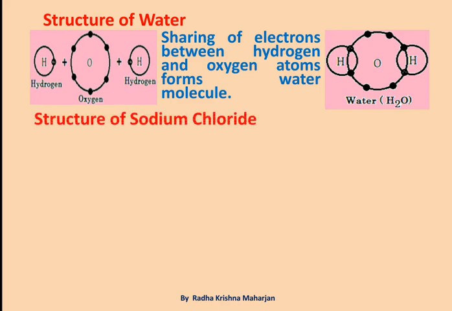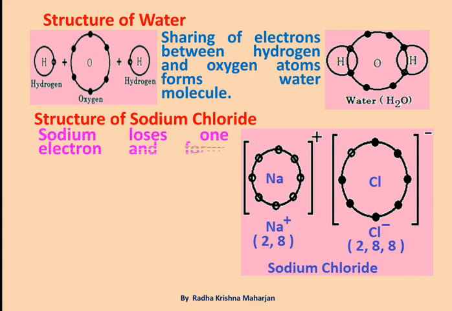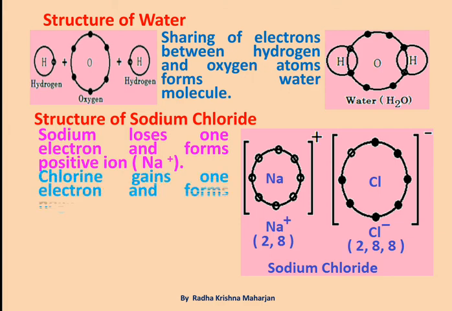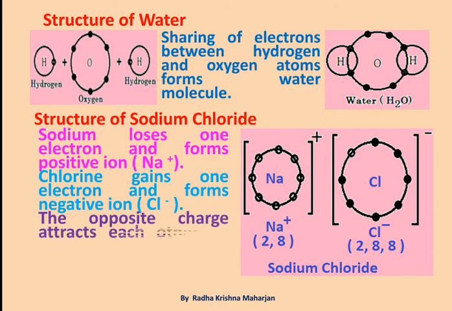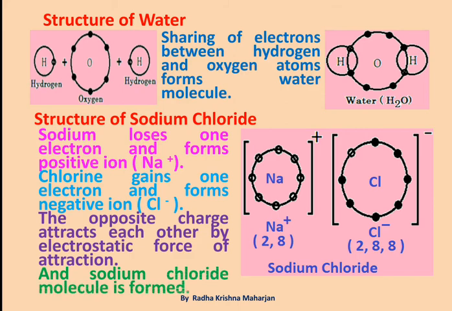Structure of sodium chloride. Sodium loses one electron and forms positive ion, sodium ion. Chlorine gains one electron and forms negative ion, chlorine ion. The opposite charge attracts each other by electrostatic force of attraction, and sodium chloride molecule is formed.